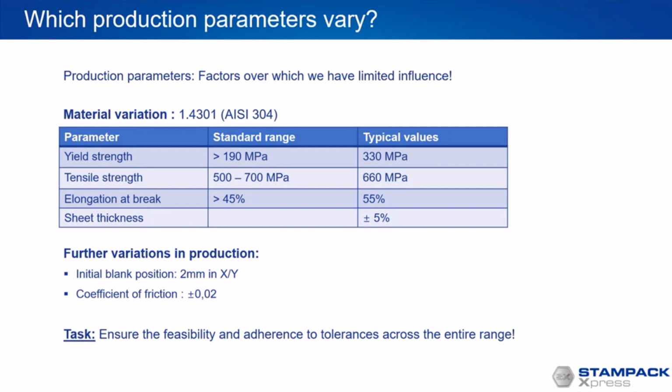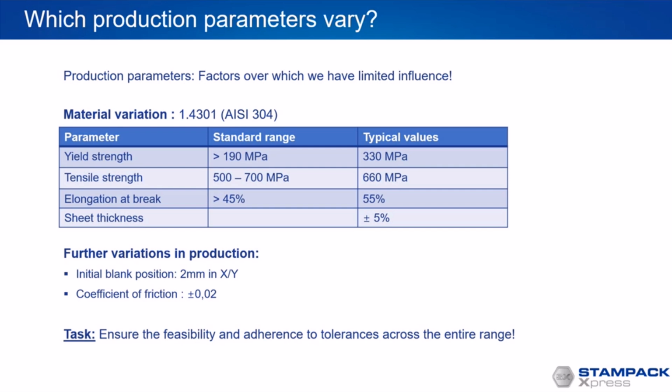So when you have a sheet of thickness 1 millimeter, it could happen that in the real world it has 1.05 millimeter. So plus minus 5% is a typical variation of a coil in sheet thickness. Also, there are other production parameters that are very difficult to control. For example, the initial position of the blank, because it depends on the locators, and also the friction coefficient. We cannot influence it too much because somehow it always varies a little.